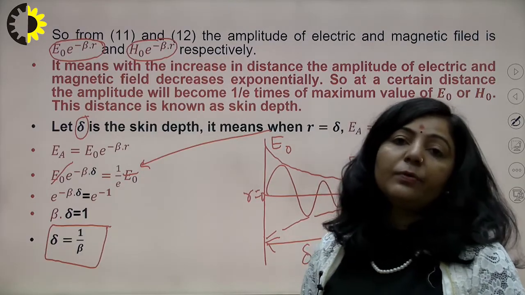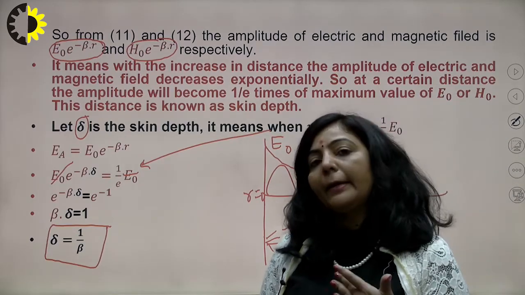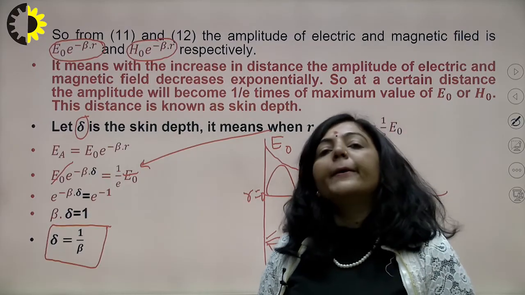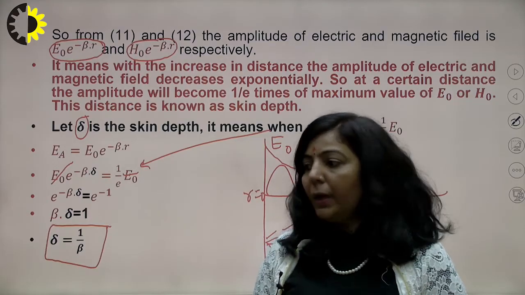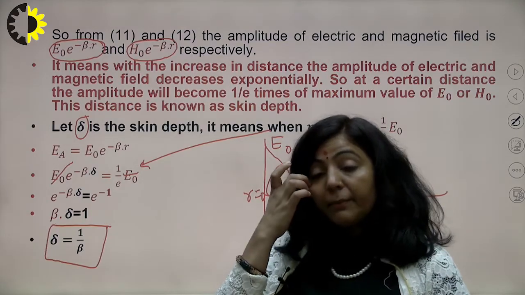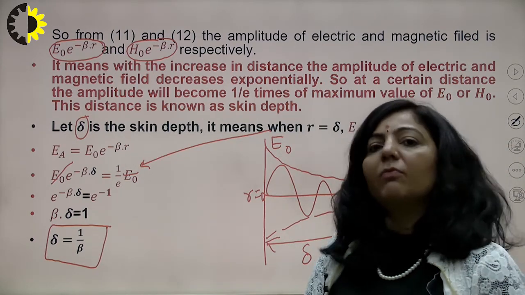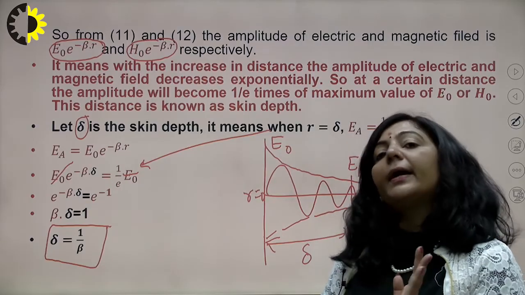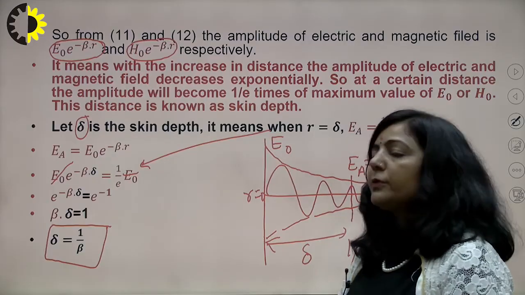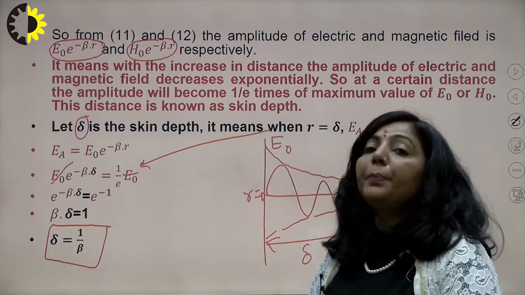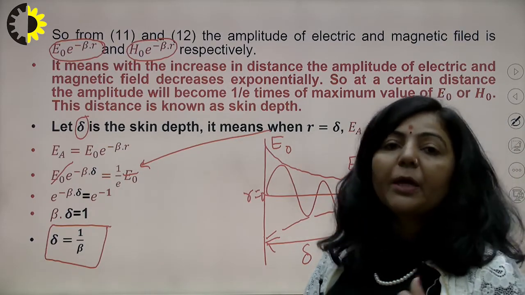So what is skin depth in a conducting medium? Skin depth means when an electromagnetic pulse is propagating in a conducting medium, there is an exponential decay in the amplitude of electric field or magnetic field with the increase in distance, and there will be a certain distance at which the amplitude will be 1 upon exponential times of the maximum value. That distance from the surface of the conducting medium is known as skin depth, right? And the formula for skin depth is the inverse of beta. Now what is beta? Beta is the imaginary part of your propagation vector.